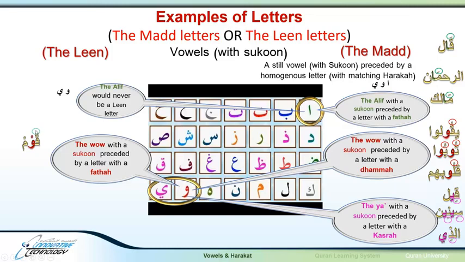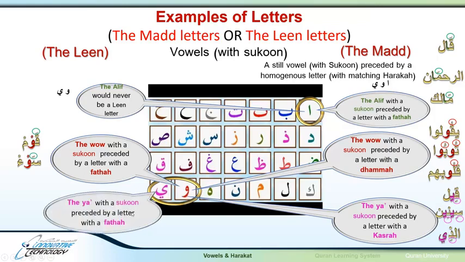The qaf here has a fatha before the u, which has sukoon. Qawm. This could be a leen letter. And saw. Also, the sin has a fatha before the sukoon on the waw. And in case of the ya, similar examples could be saif. The ya here is a leen letter because it has a letter preceding it with a fatha above it. And similarly, al-layl. The lam before the ya here has a fatha.